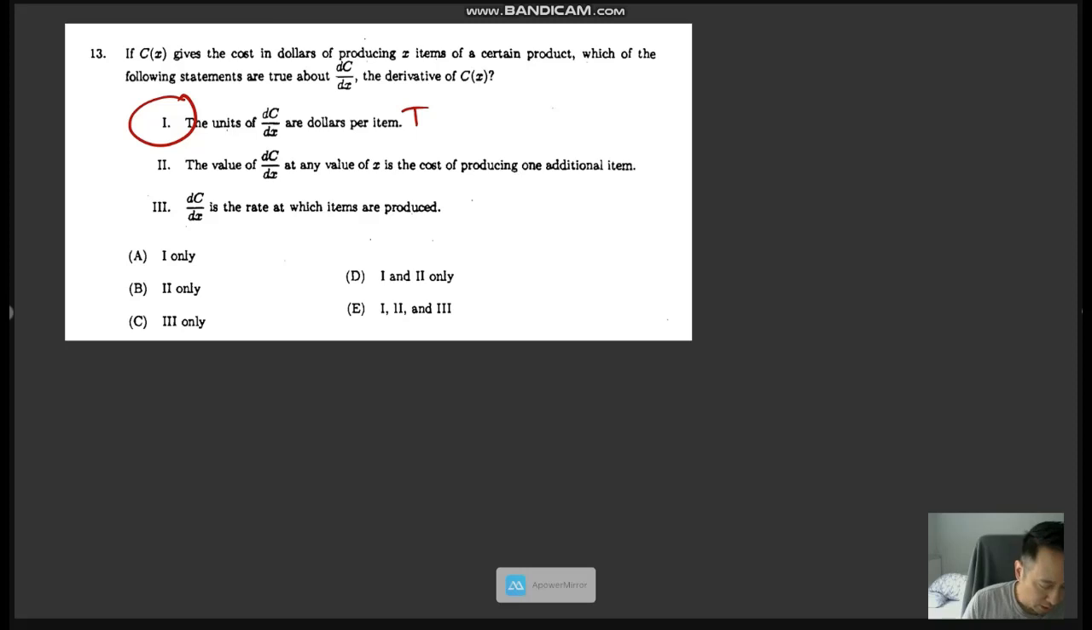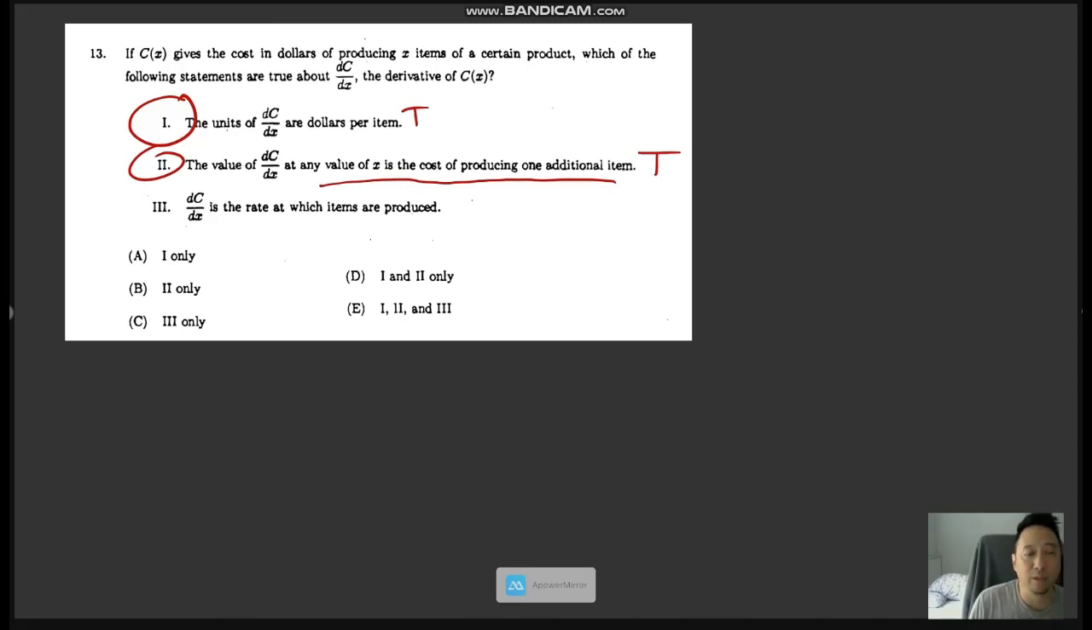And then number 2, the derivative represents the additional cost of producing one additional item. It does, right? Since the derivative is the change in the cost per item produced, number 2 is also true. At any value of x, it is the cost of producing one additional item. So this one is also true as well.